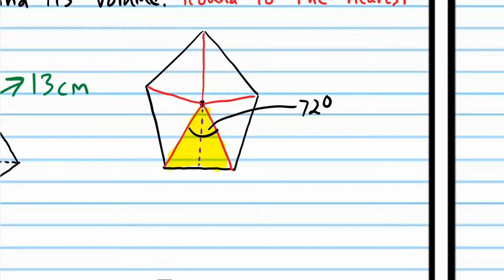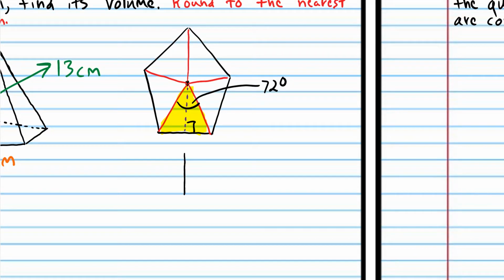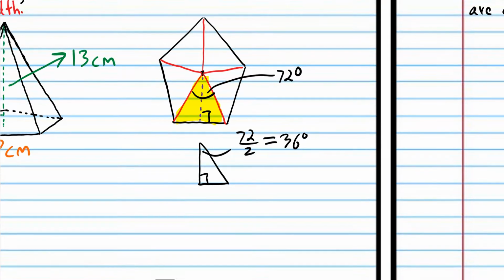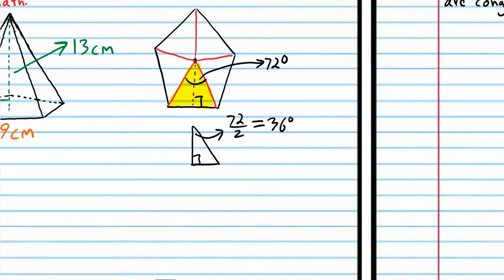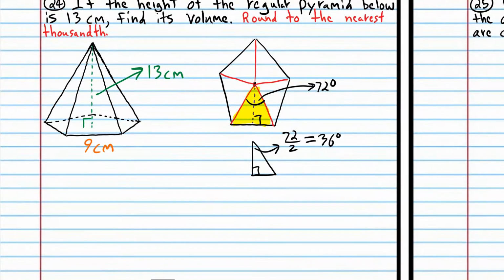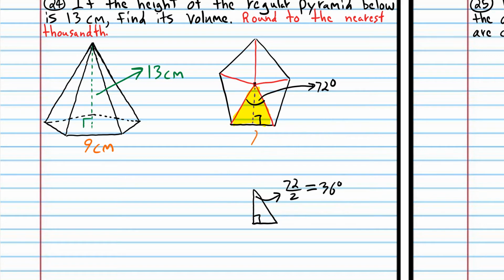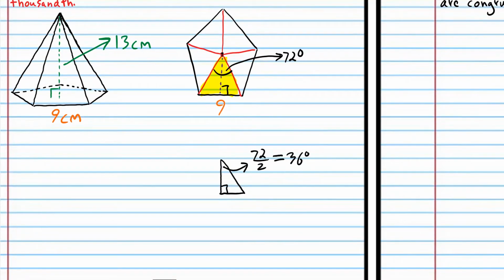But I don't want the total angle because I want to deal with the right triangle. So I'm going to take one of those right triangles out and divide 72 by 2, and we get 36 degrees. So that's the angle that I'm going to be dealing with. And now we're told that the side length is 9, so we know that the base of this triangle is 9, and it's an isosceles triangle for reasons that are pretty obvious.